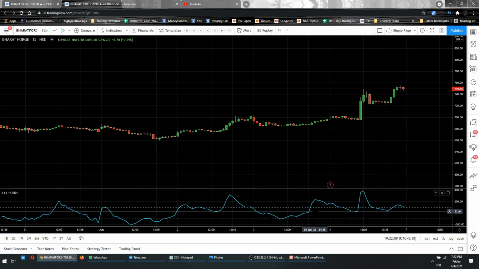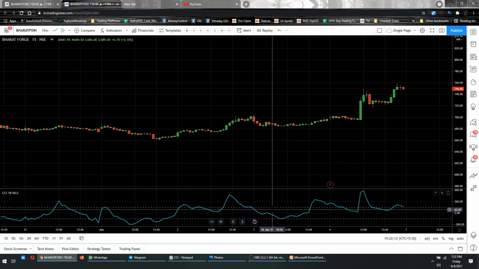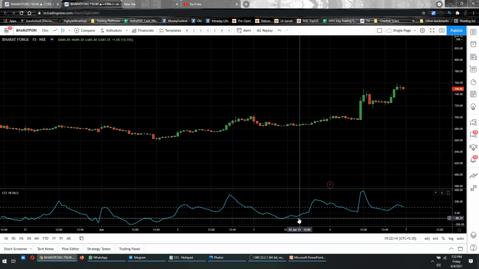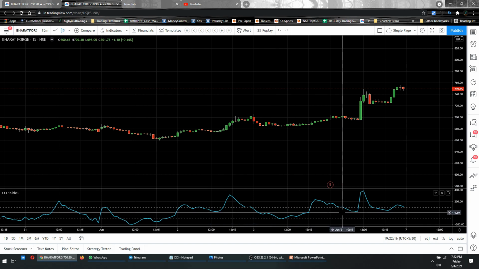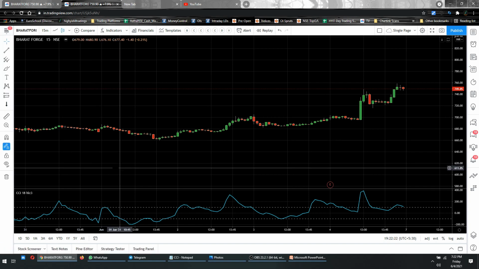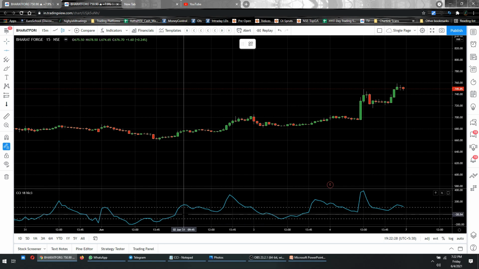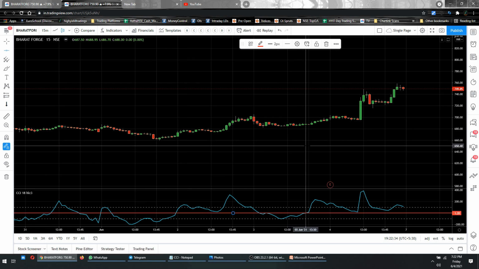Okay, now you need to draw another horizontal line in between the upper band and the lower band, and that would be at the 0 mark. So we'll go to the drawing panel, enable the drawing panel, and we will just have a horizontal line drawn here at the 0 mark. It might not be exactly on the 0 mark, but let me draw it just like that.